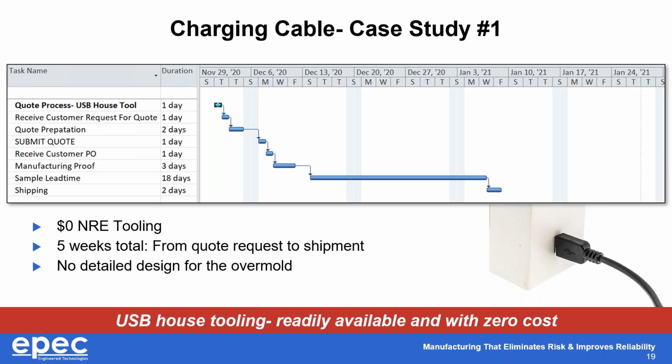So from a cost and lead time perspective, again, these are all arbitrary numbers, but for the sake of the webinar today, it helps us understand the impact on customization and the levels of customization for your cable. So if you, the customer, are okay using our house tool with no modifications to that overmold, we can perform this project with zero cost NRE. That's $0 for you to create and build this custom cable from a tooling and NRE perspective. The overall timeline shown here is about 5 weeks from the time that Epec receives the request for quote till the time we actually ship.